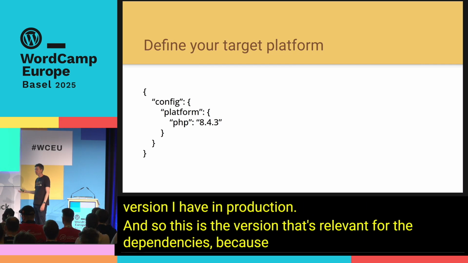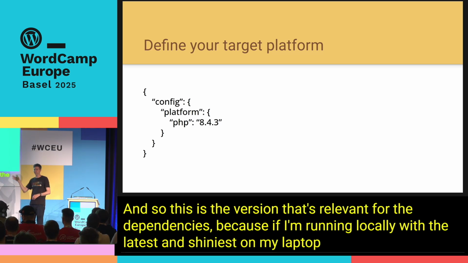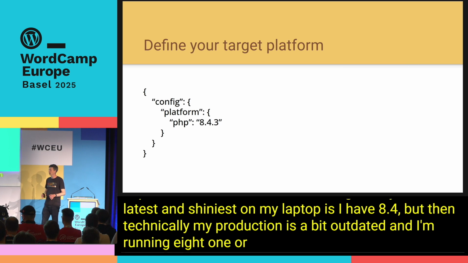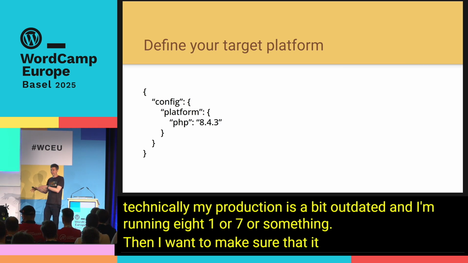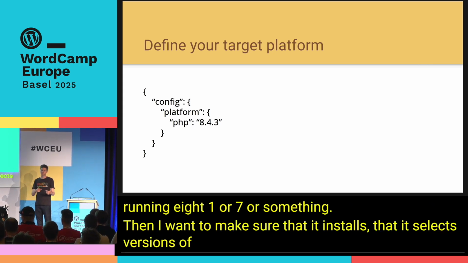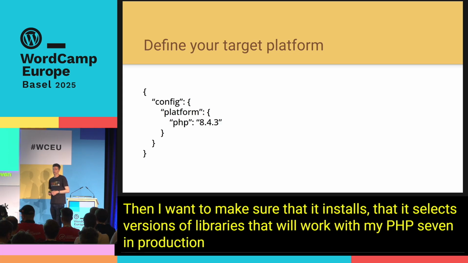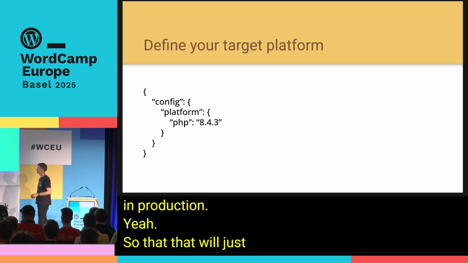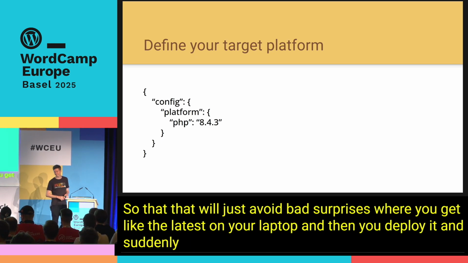Because if I'm running locally with the latest and shiniest on my laptop, say I have 8.4, but technically my production is a bit outdated and I'm running 8.1 or 7 something, then I want to make sure that it selects versions of libraries that will work with my PHP 7 in production. Yeah, so that will avoid bad surprises where you get the latest on your laptop and then you deploy it and suddenly it doesn't quite work.